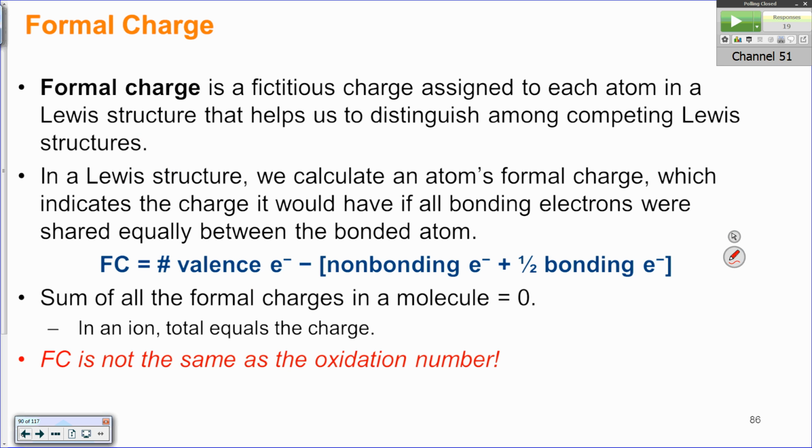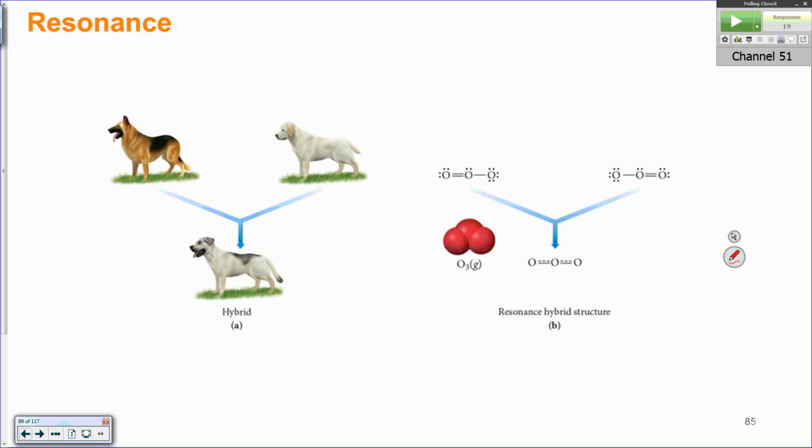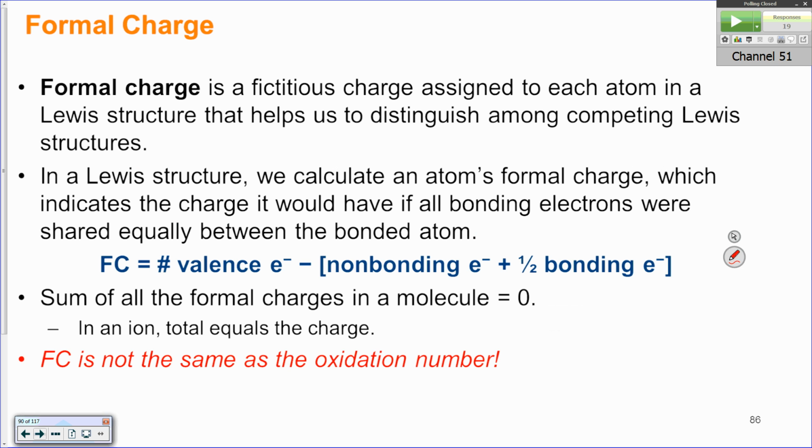The thing about resonance is it's not one or the other, it's a combination in between the two things. If you take organic chemistry, you're going to learn that a lot of things occur as resonance hybrids. It's a blend between the two possibilities. Formal charge is what we use to help distinguish which is the best Lewis structure.